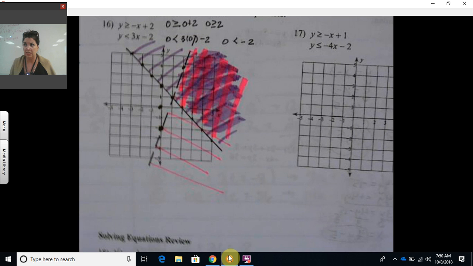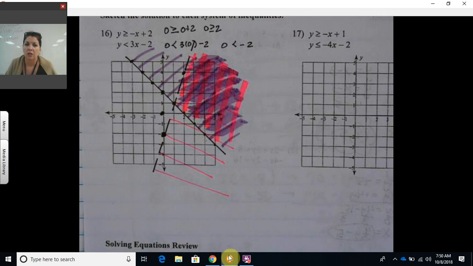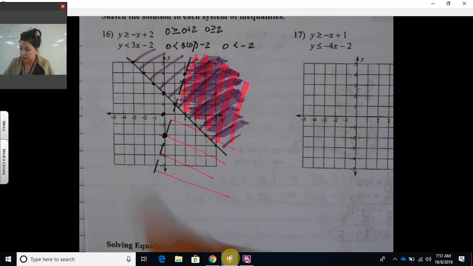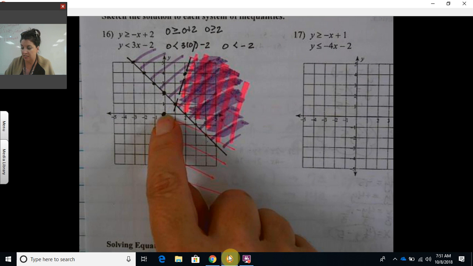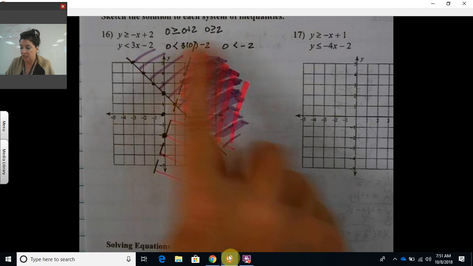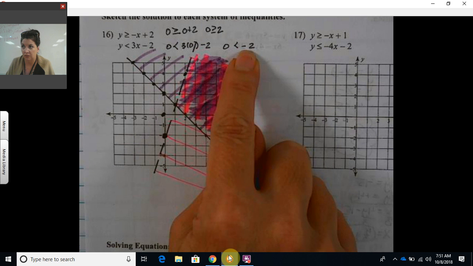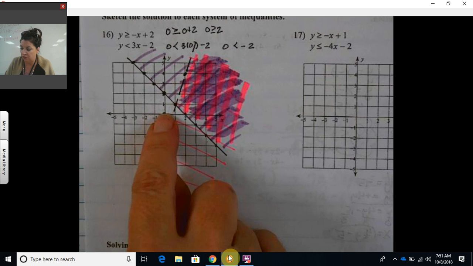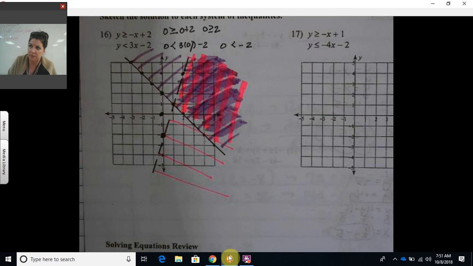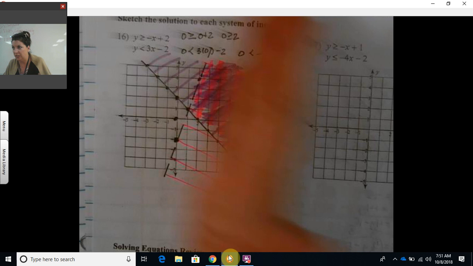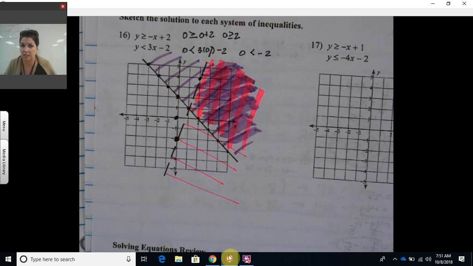Yes. Did I make an error? When I plugged in 0, 0, I got 0 is less than 0 minus 2. Is 0 less than negative 2? No. So 0, 0 is not a solution, right? So that means that fell in this region here. And if it did not make a true statement, then that's not the region where my solutions are. The solutions would be in this region. If it made a true statement, that's where I would have shaded. Does that make sense? Okay.